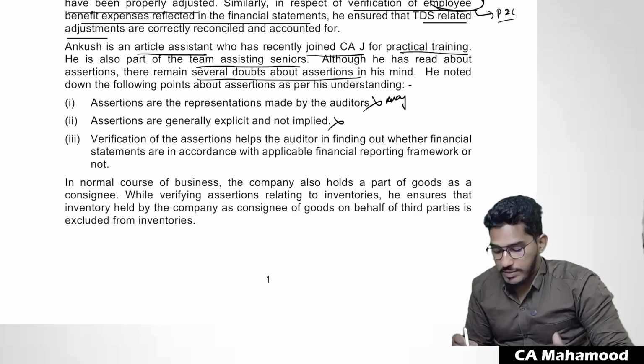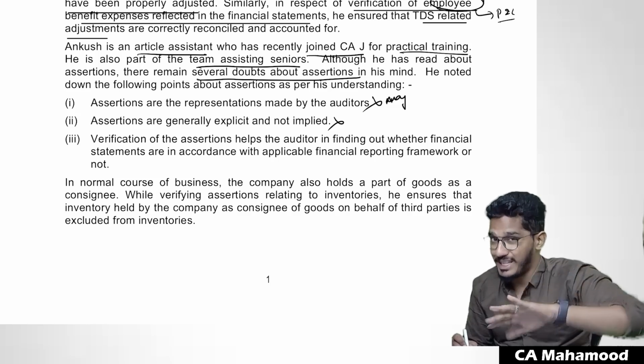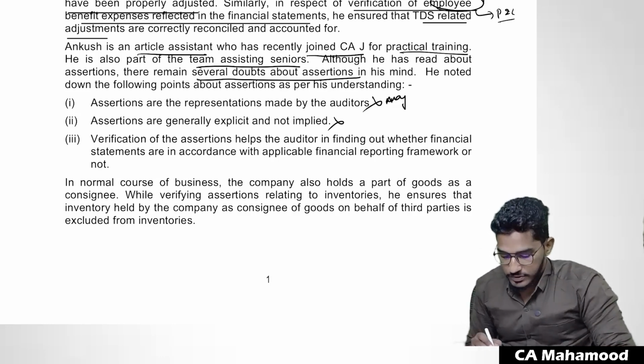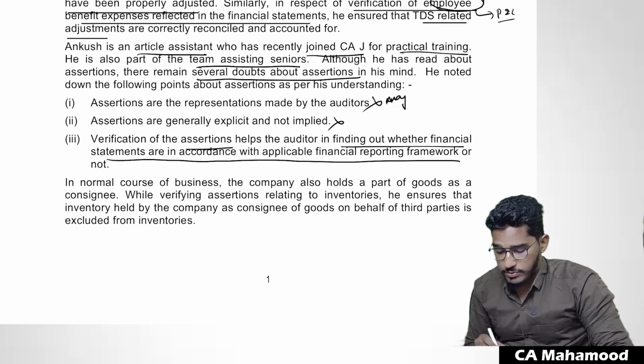This is also incorrect. Why? Because assertions could be explicit, or even it could be implicit. There is no requirement that assertions always have to be expressed. Verification of the assertions helps the auditor in finding out whether financial statements are in accordance with the applicable financial reporting framework or not.